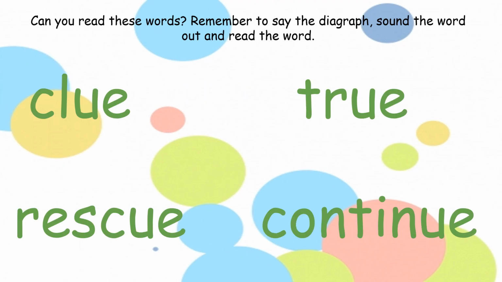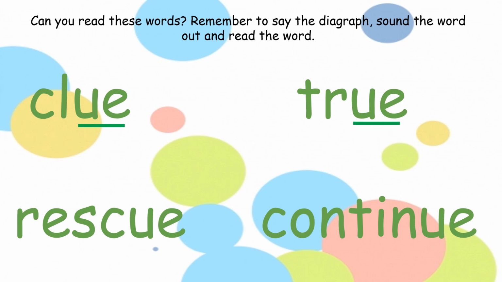Okay, now we are going to look at these words. Can you spot the digraph in the first word? There we go. We have our oo, and this time our oo sound is spelt with U and E. Now let's use our sounds: k, l, oo, clue.